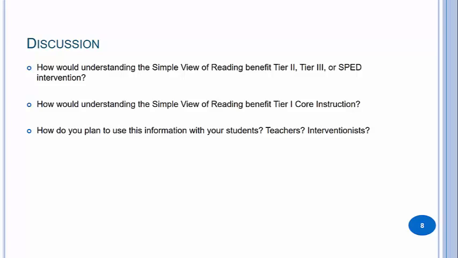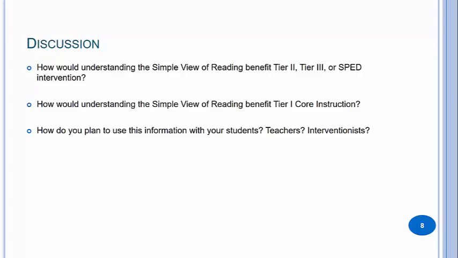What about Tier 1, the core instruction? Well, this happens a lot. Even as we've been out training, we know there's this gap between what happens in intervention and what happens in core instruction. And so for core instruction, we have put a lot of our effort into saying, if teachers are explicitly teaching these skills, we're going to have a lot fewer students that require Tier 2, Tier 3 intervention or special ed intervention, right? Because if we are taking those 15 or 20 minutes a day in our kindergarten and first grade classes to explicitly teach these areas, the likelihood of a large percentage of students needing intervention is a lot less.